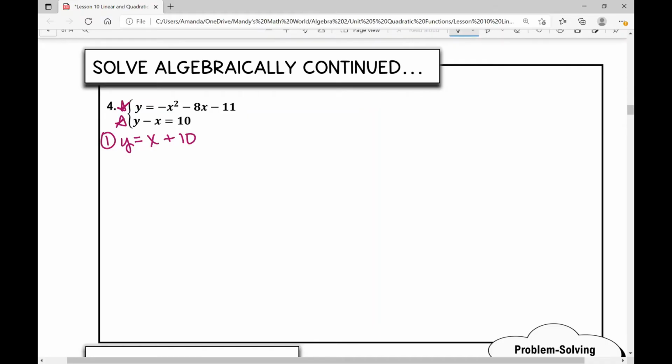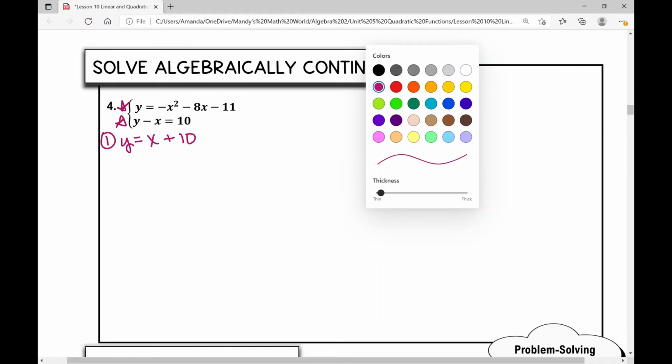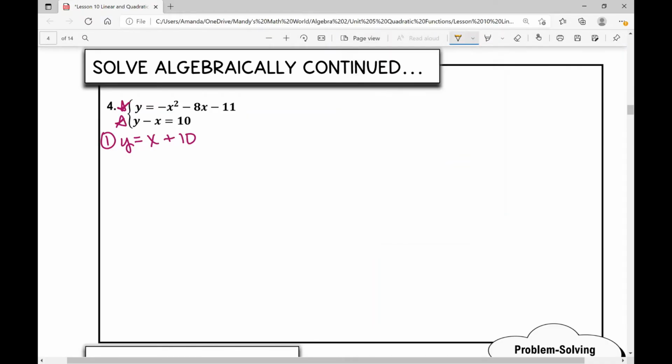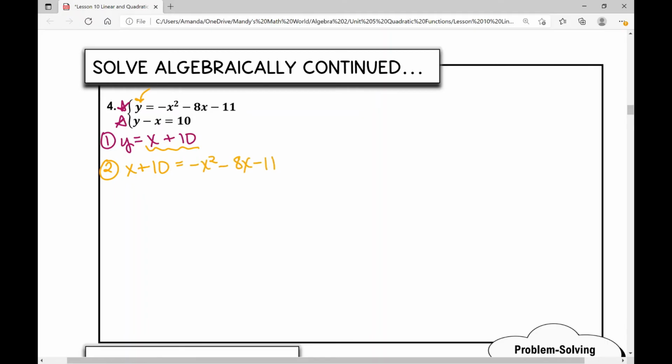So now I have two equations written in y equals form. If y equals x plus 10, anywhere I see y, I can replace it with x plus 10 because they equal the same thing. They represent the same amount. So I can use substitution. x plus 10 equals negative x squared minus 8x minus 11. And now I'm going to set this quadratic equal to 0, and I'm going to solve.